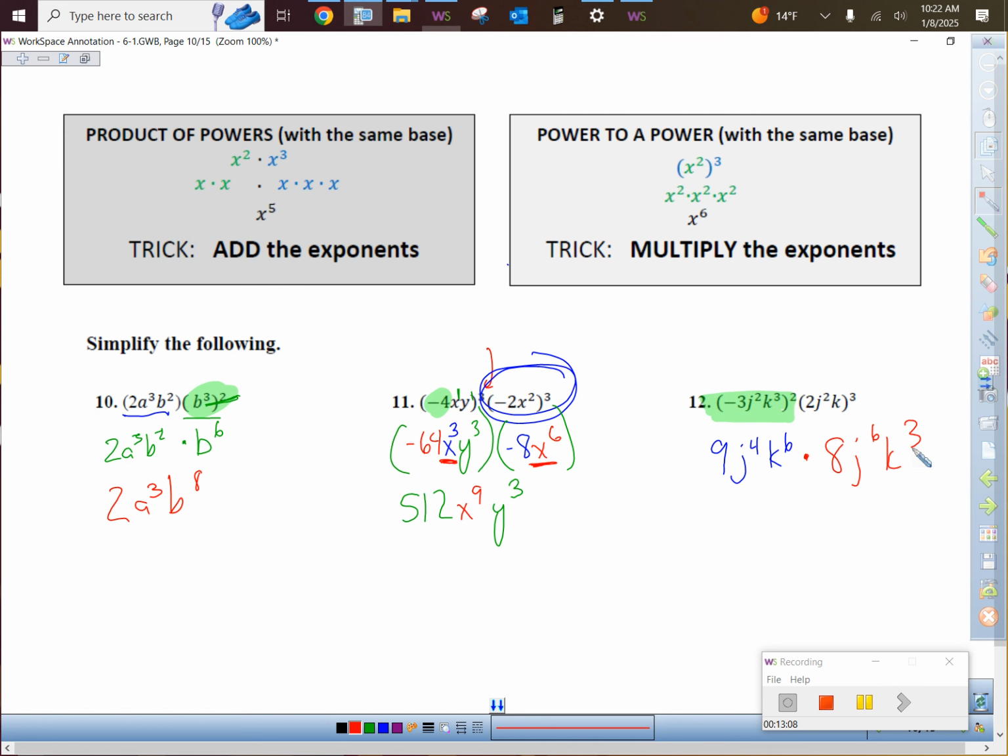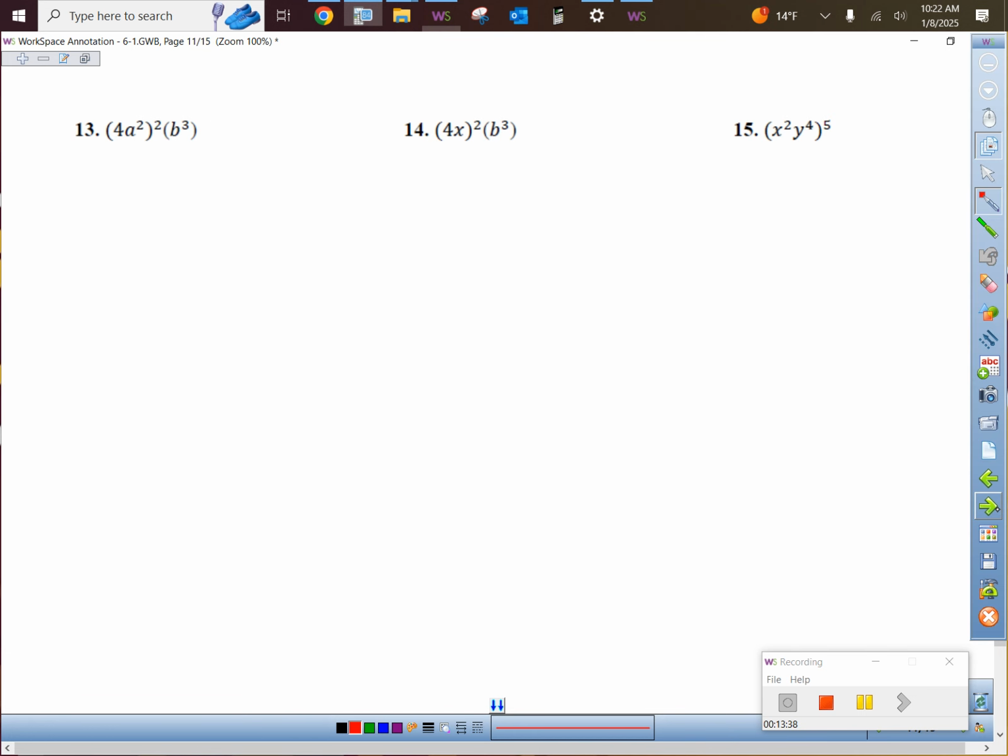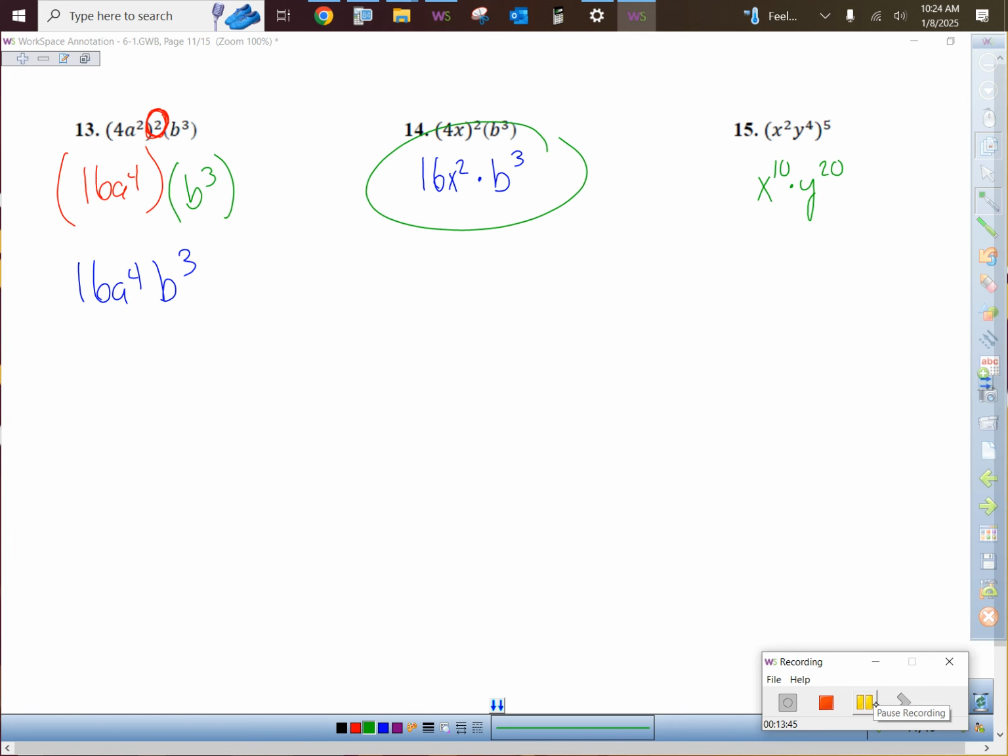Numbers times numbers, j's times j's, k's times k's. This is why I like this, because you just have to do one thing at a time. You can't do it all at once. You've got to go in steps. So 72, j to the 10th, k to the 9th. You feel okay with those? Cool. Let me see what the last 3 are before I turn you loose on it. Why don't you try all 3 of those with a neighbor. Pause the video and then check back with me.